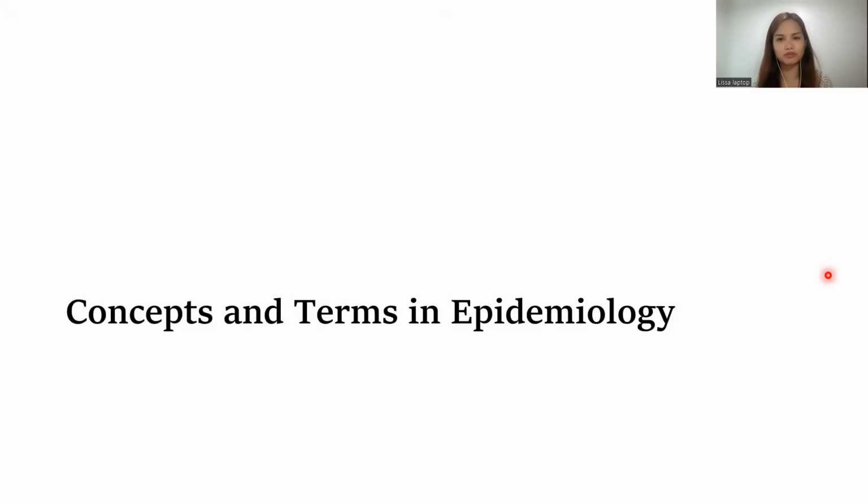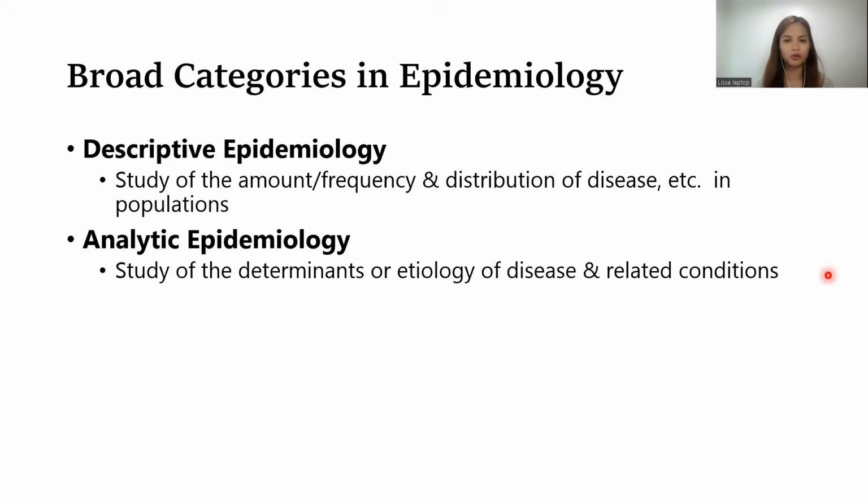Next, we go to concepts and terms in epidemiology. These are the broad categories in epidemiology. We have descriptive and analytic epidemiology. Descriptive epidemiology is the study of the amount, frequency, and distribution of disease, etc., in populations, while analytic epidemiology is the study of the determinants or etiology of disease and related conditions. So remember, in analytic epidemiology you are studying the cause and effect, while in descriptive epidemiology, you are just describing where, when, and how the diseases occur.